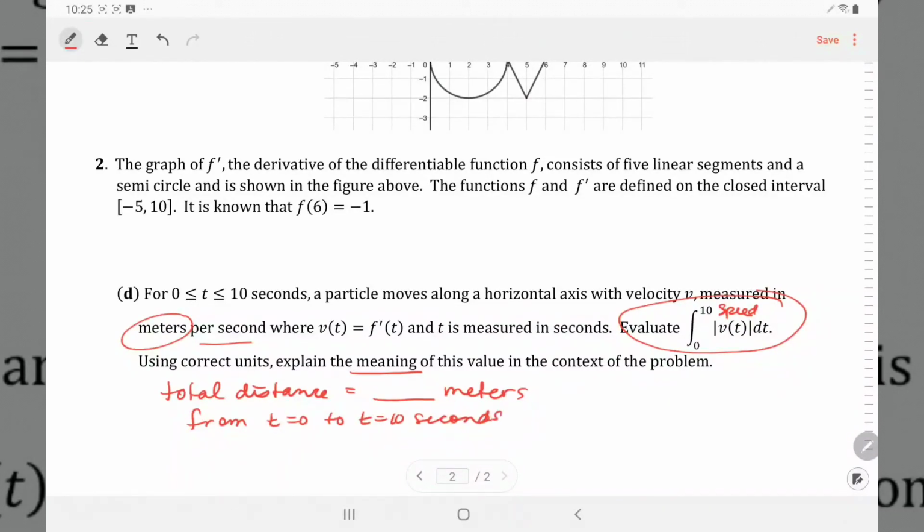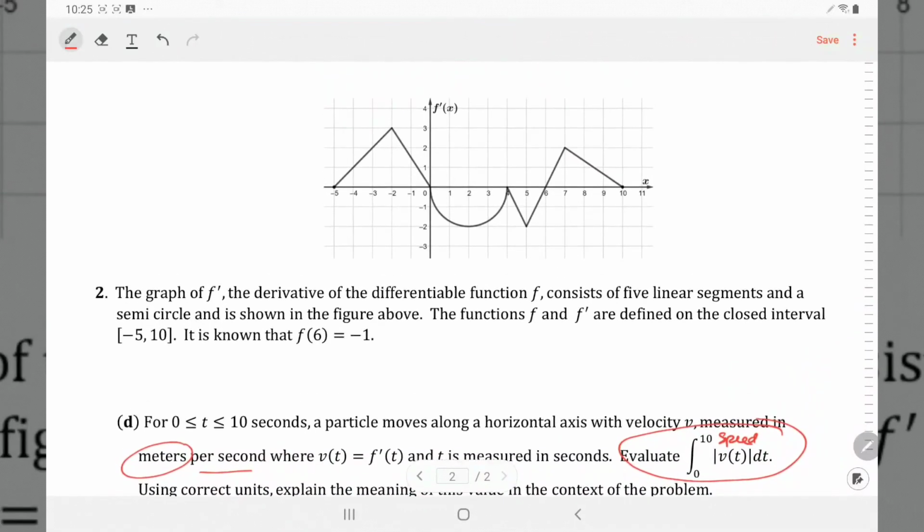Okay, now how do I do an absolute value of a graph? Okay, so I flip it over. So I flip these over here, and then I flip this one over, and then those other ones stay the same. Okay, so I need the integral from 0 all the way to 10, so I need these areas.